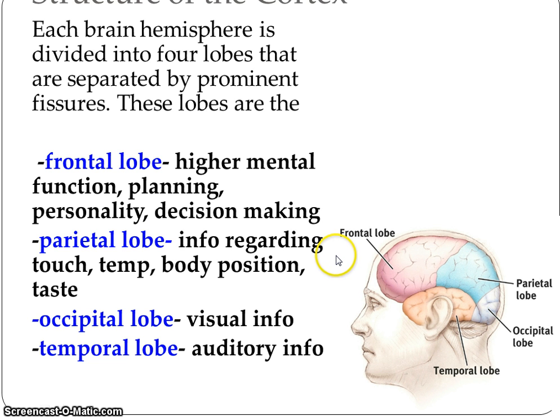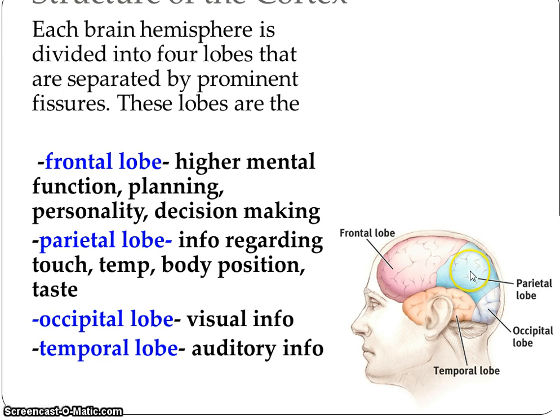The frontal lobe helps us plan for events that are going to happen in the future. Some people think that parts of our personality are stored here, and the frontal lobe is important for decision making. It helps us make decisions as humans, make good decisions.